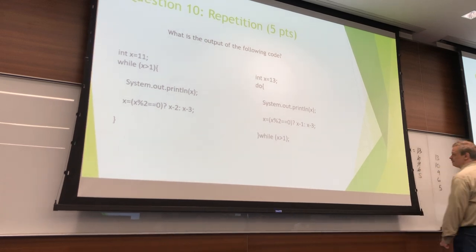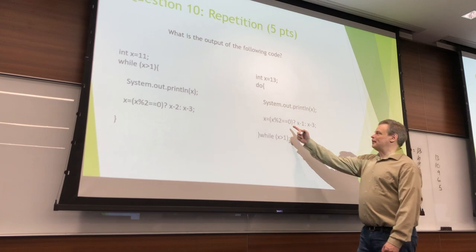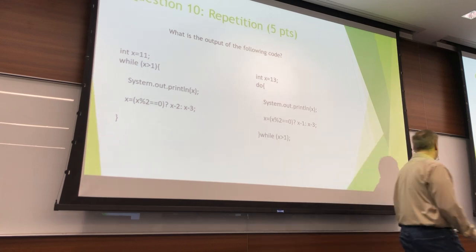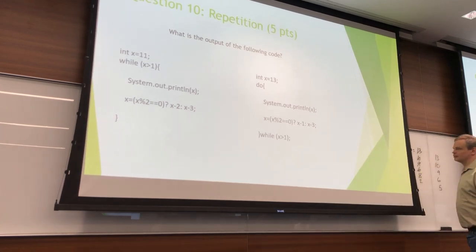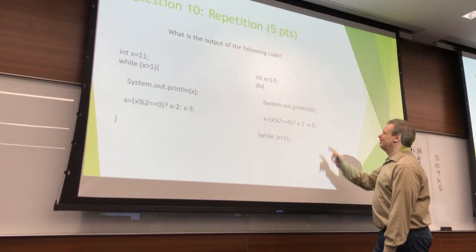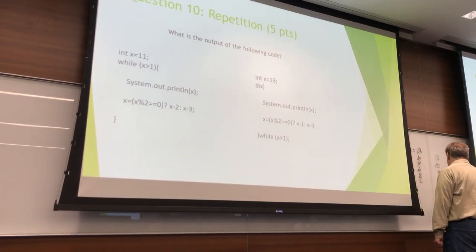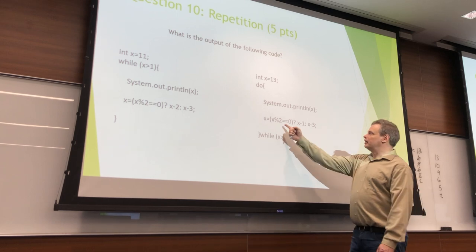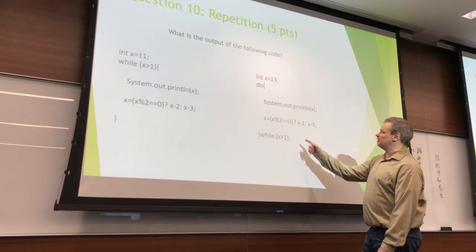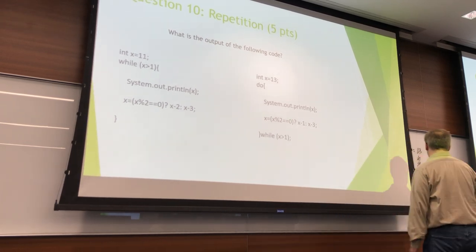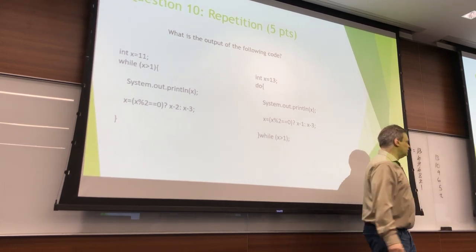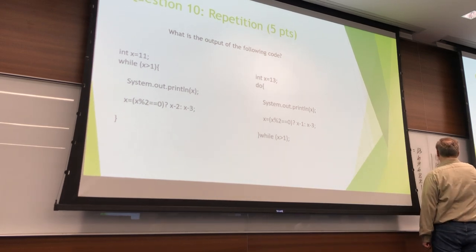Isn't this exciting? Is x mod 2 equal to 0? No. So we do x equals x minus 3, and x becomes 2. Is x greater than 1? Yes. Okay, so we output it. Is x mod 2 equal to 0? Yes. So we just subtract 1. Is x greater than 1? No. So that ends the loop. And this is really all I want to see.